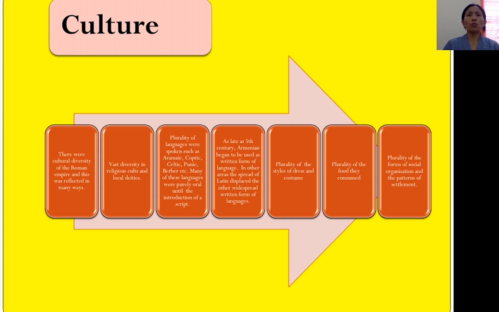Many of these languages were purely oral until the introduction of a new script. As late as the 5th century, Armenian started to be used as a written form of language. In other areas, the spread of Latin displaced the other written languages. There was also a plurality of styles of dress or costume worn by Romans, and the Romans consumed a wide range of foods on a daily basis. There was also a plurality of forms of social organization and patterns of settlement in Roman society.